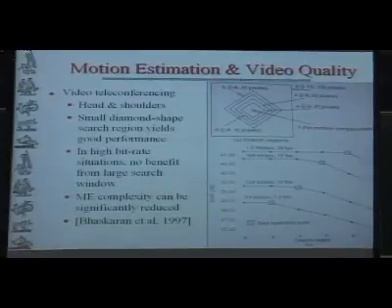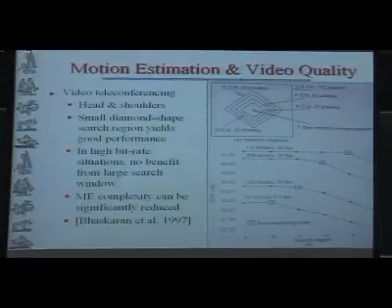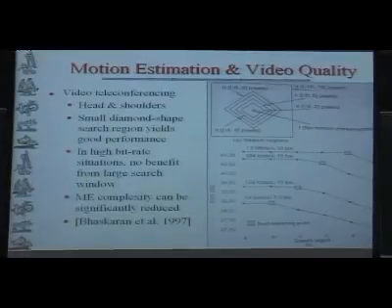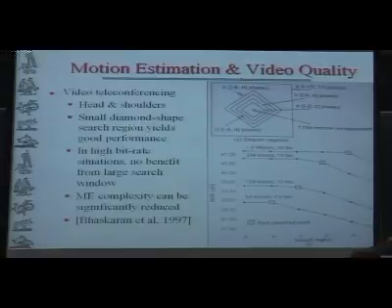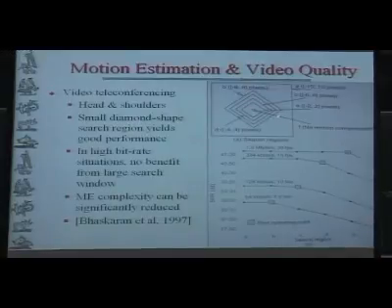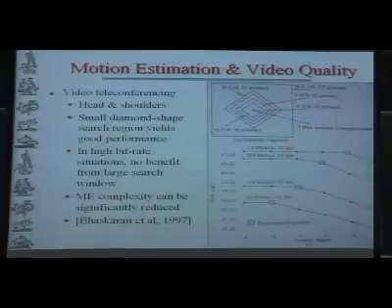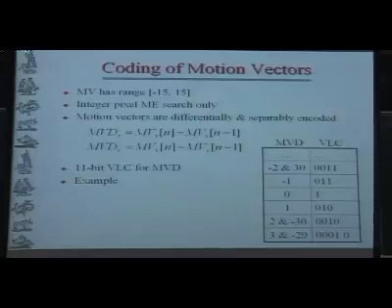And typically, your search window should always be around the 0-0 points, or the best approximated points that you come up with. Okay, but by reducing the search window, motion estimation complexity can be significantly reduced, and that's one of the main strategies.